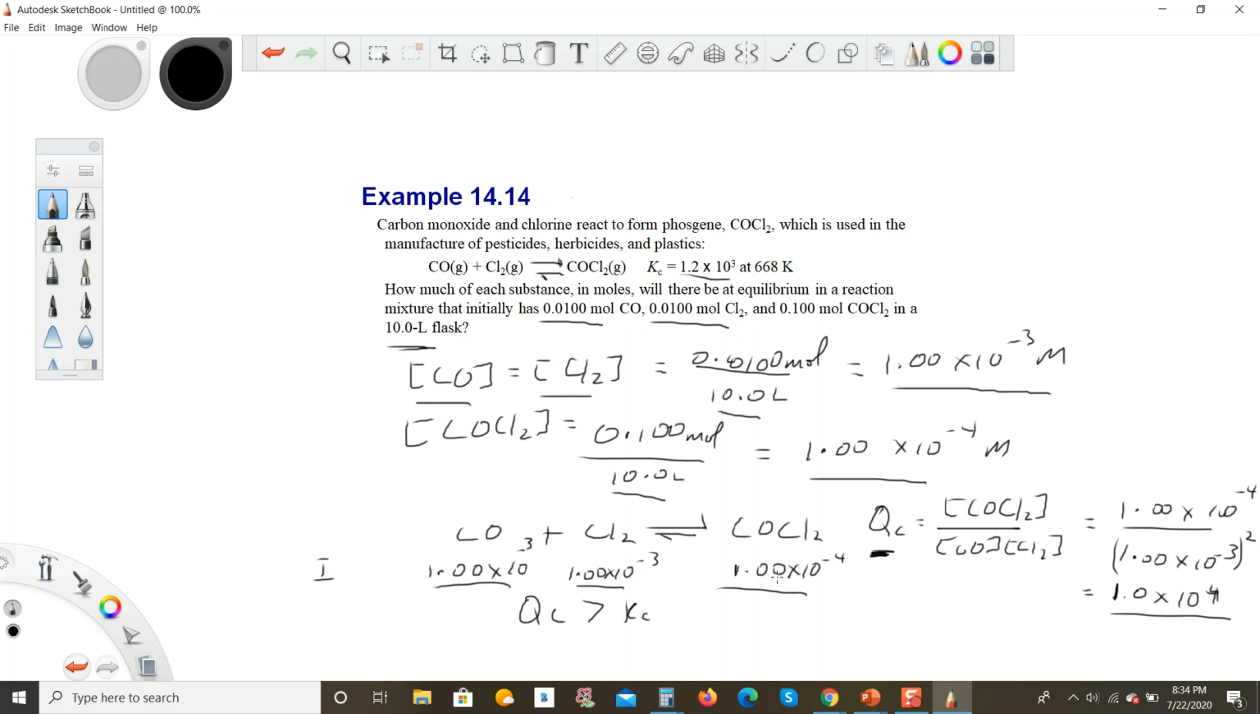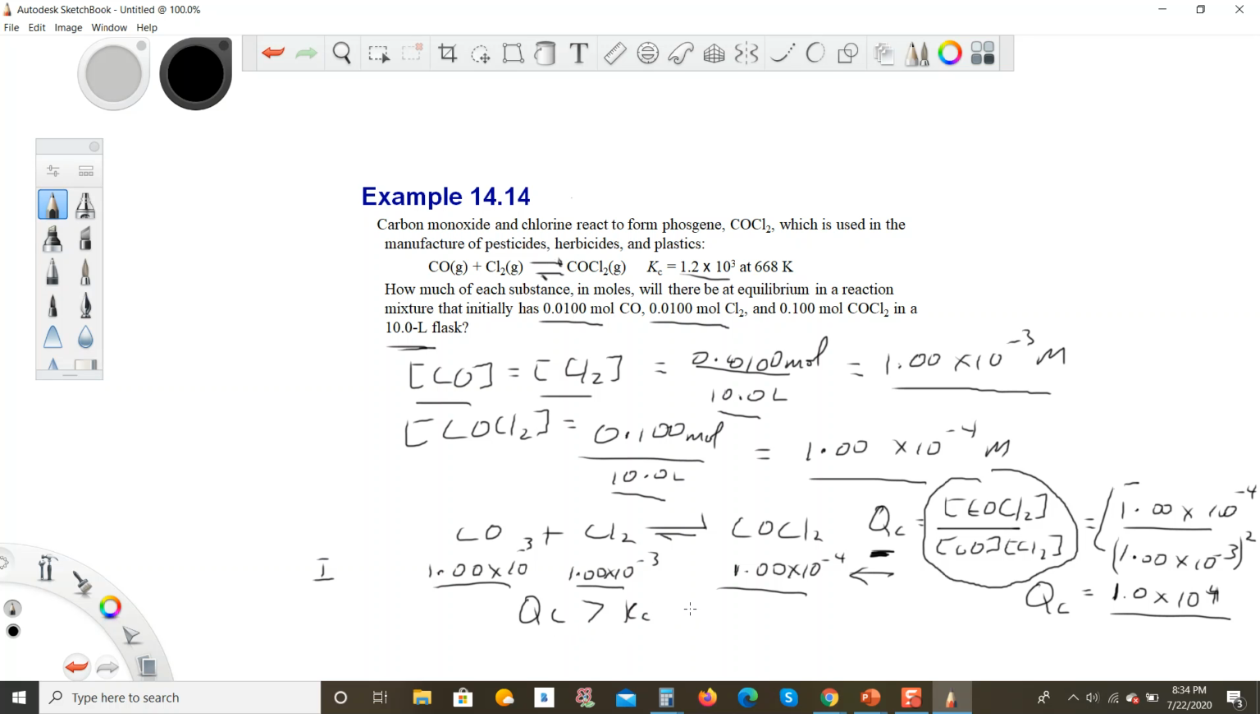Now Qc would be the concentration of COCl2 divided by the concentration of CO times the concentration of Cl2, right? So all we have to do is plug these values into this equation right here. And that's what I did over here, right? And I end up with 1.0 times 10 to the 4. So basically Qc is equal to this. And when we compare to Kc, we see that Kc is 1.2 times 10 to the 3. In other words, Qc is greater than Kc.